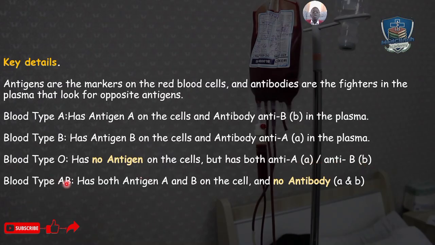When it comes to AB, it has both antigen A and antigen B, but you will not find an antibody in its plasma. That's why I've highlighted it. Blood type O has no antigen, but blood type AB has no antibody. That's the difference. That's why O is always regarded as a universal donor and AB as a universal recipient. I'm going to go deeper on the specific universal donor and the specific universal recipient.